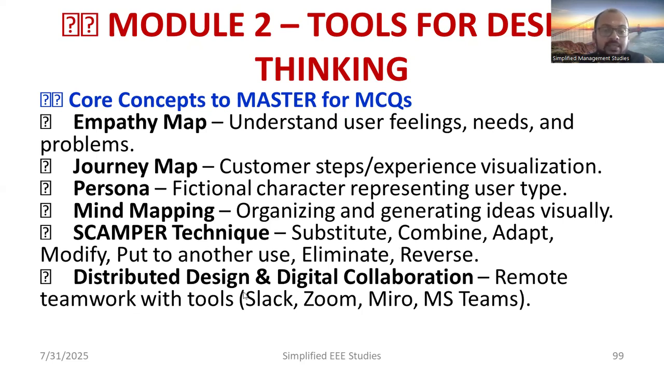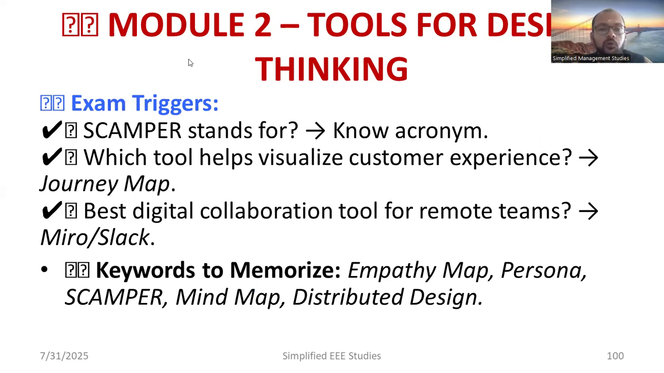Next is distributed design and digital collaboration. For example, you might have worked remotely during the pandemic and used Zoom, MS Teams; these are all examples of distributed design and digital collaboration. Please understand that, and you can definitely score 20 out of 20. There is no doubt; if you analyze perfectly, 20 out of 20 is in your hand. Some exam tips from module 2: SCAMPER stands for an acronym. Which tool helps visualize the customer experience? The journey map. You can expect questions like that. Another: best digital collaboration tool for remote teams, which is Micro or Slack.